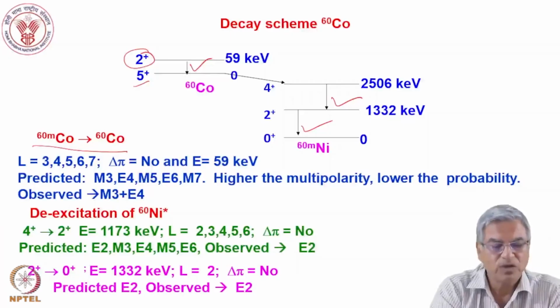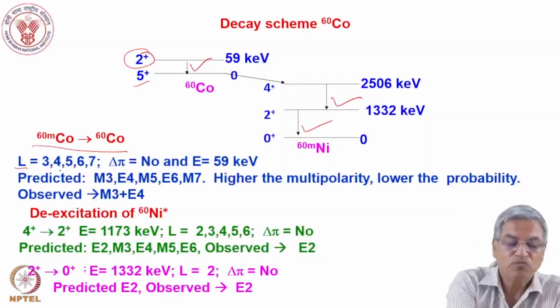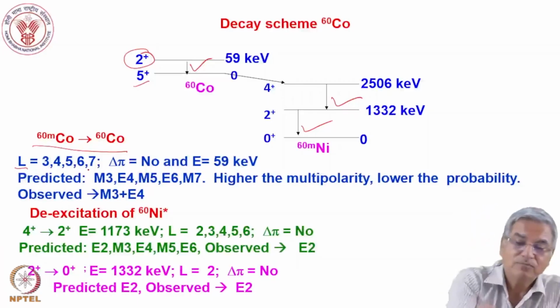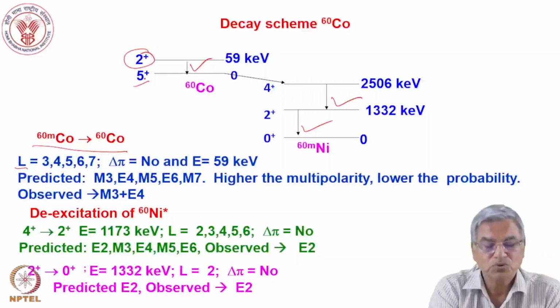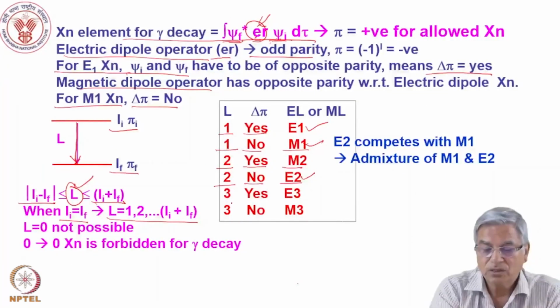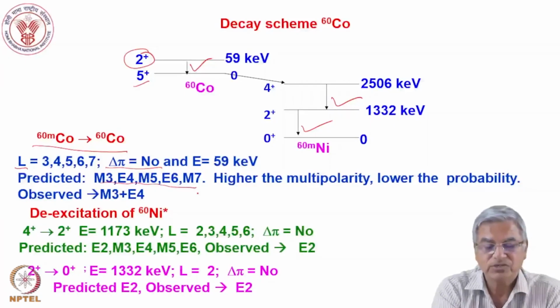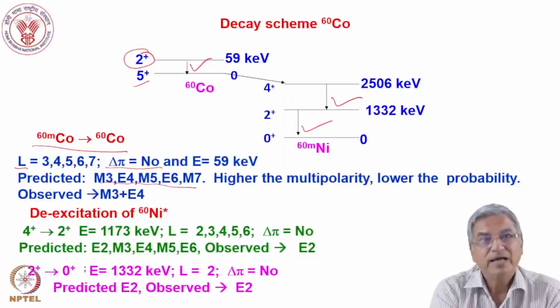So L can take values from 5 minus 2 to 5 plus 2, so you can have 3, 4, 5, 6, 7. And here the parity of both the states is positive, so there is no change in parity. Delta pi is no. Now you can see that when L equals 3 and delta pi is no, you will have an M3 type of transition. So the predicted multipolarities are M3, E4, M5, E6 and M7. And as I discussed, the higher multipolarities have lower probability.